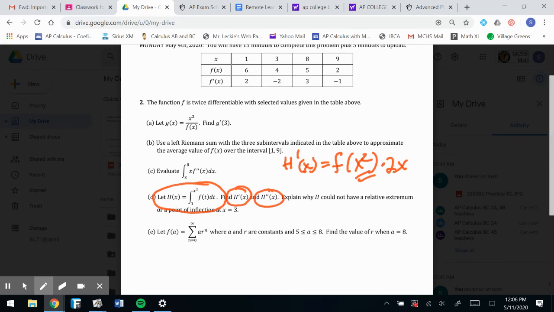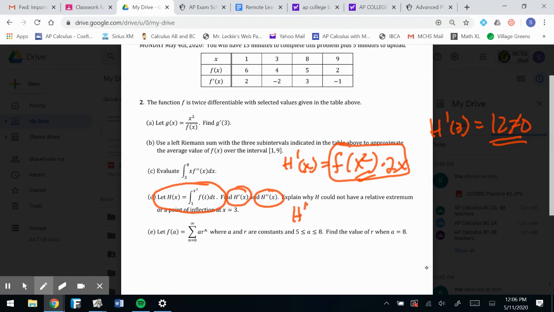Okay, they tell us later to find h prime of 3. Well, if I plug a 3 into all of this stuff right here, I got an answer for h prime of 3. I've got 12. 12 is not equal to 0, so that means it cannot be a min or maximum.